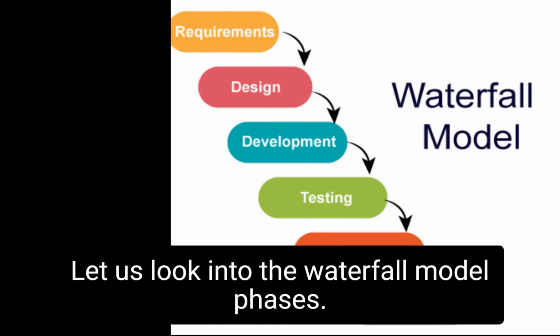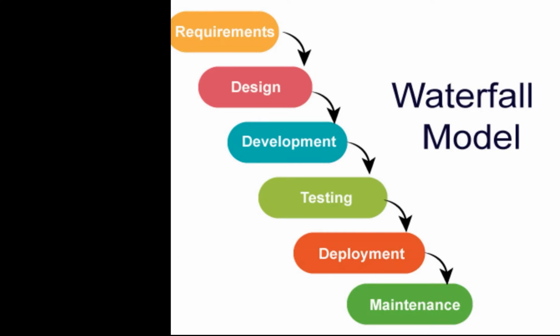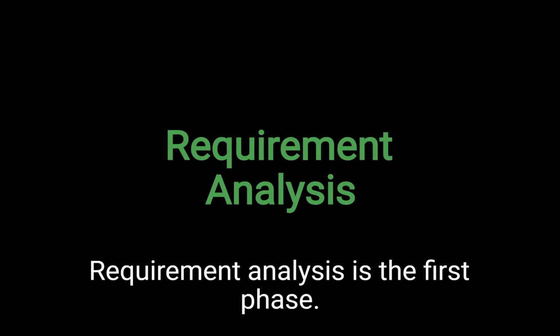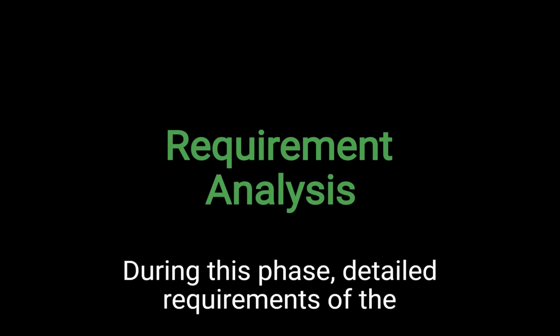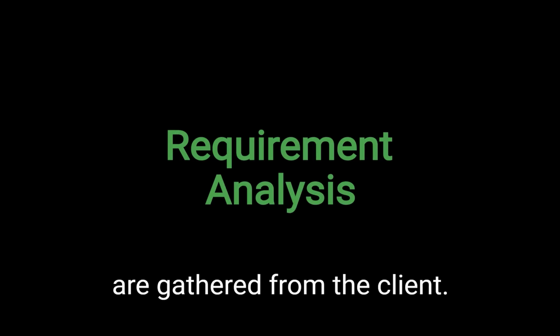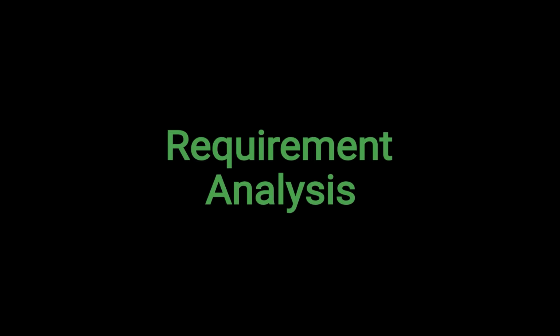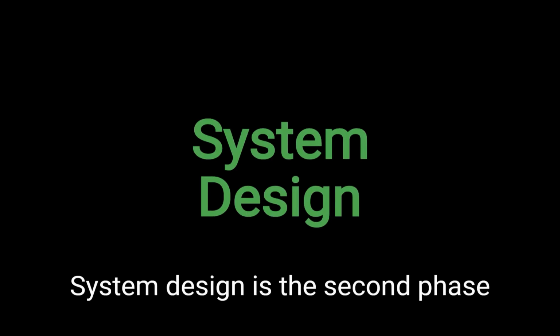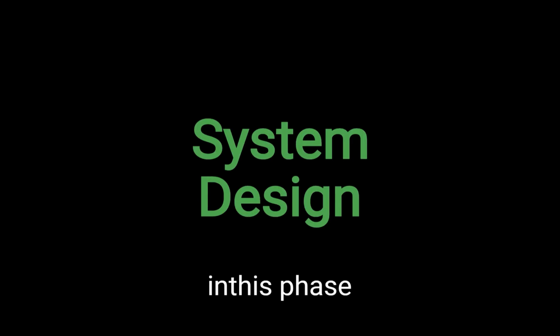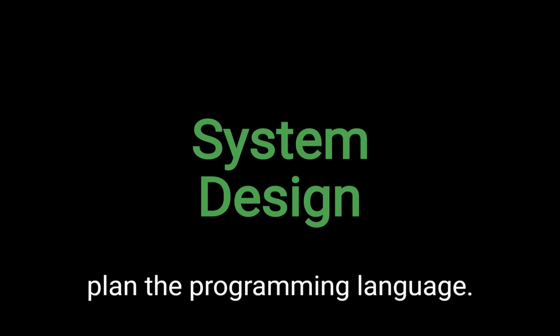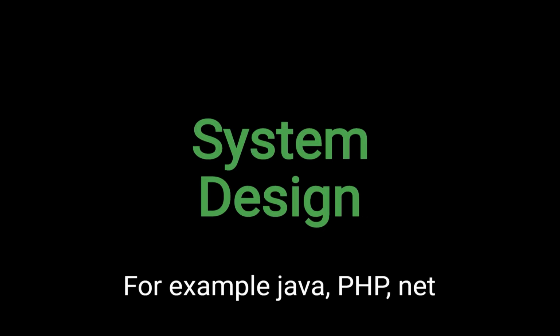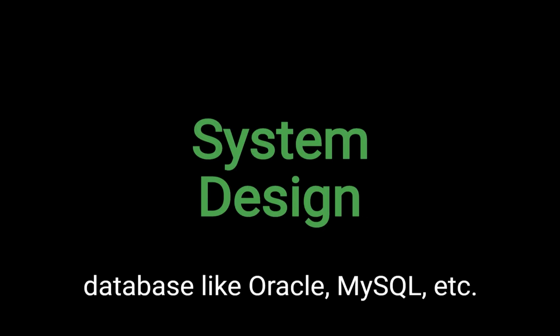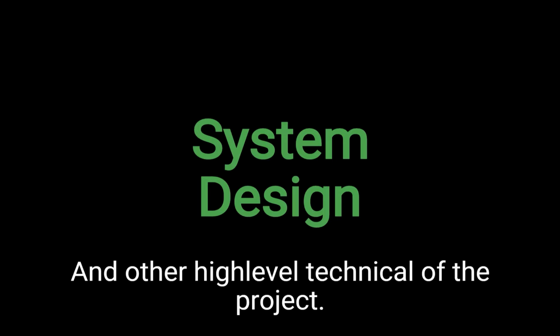Let us look into the waterfall model phases. Requirement analysis is the first phase. During this phase, detailed requirements of the software system to be developed are gathered from the client. System design is the second phase. In this phase, plan the programming language, for example Java, PHP, .NET, database like Oracle, MySQL, etc. and other high-level technical details of the project.